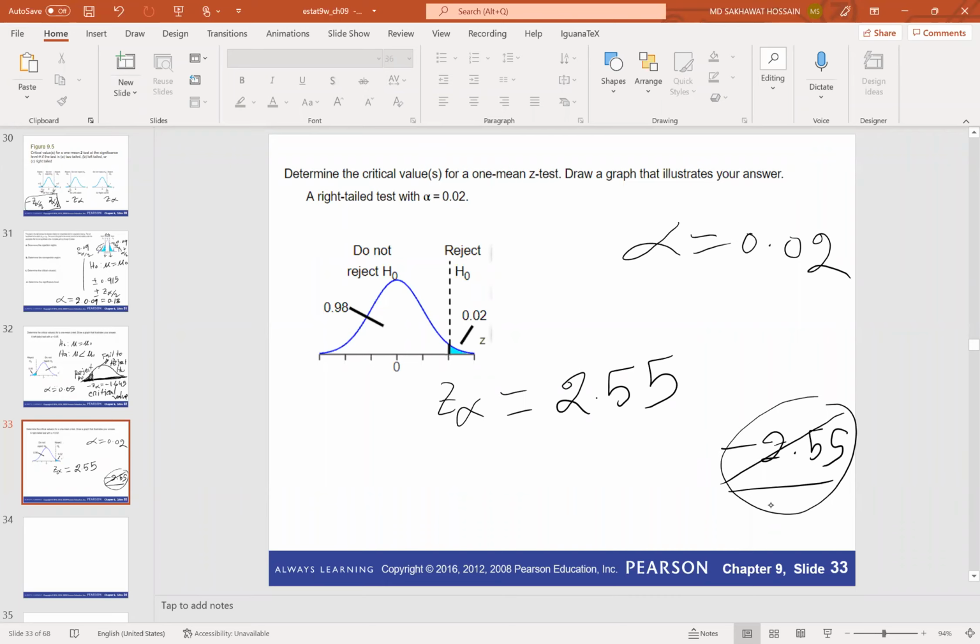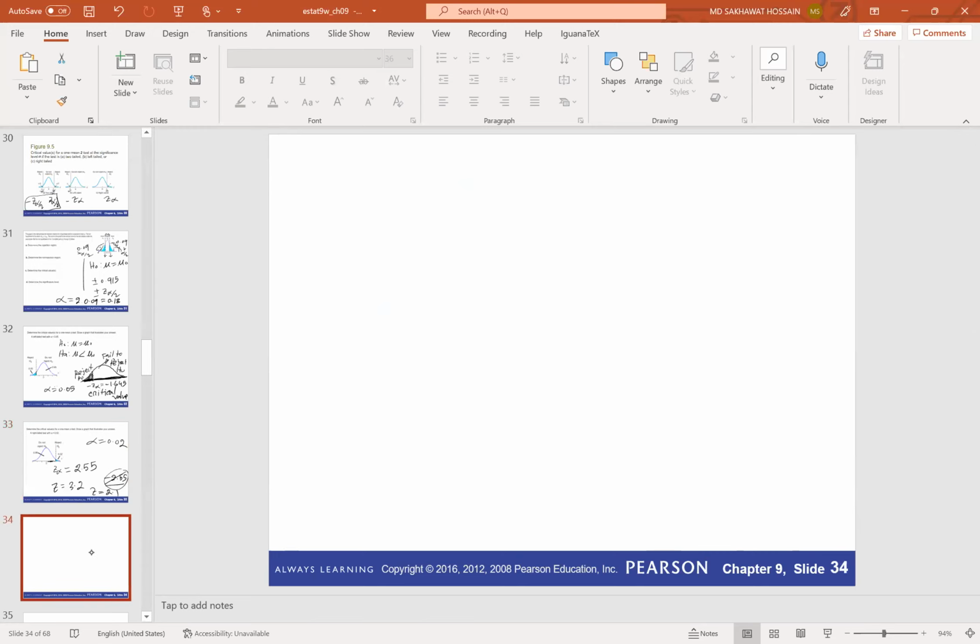Now we'll calculate the test statistic. If our test statistic is greater than 2.55, for example, if the test statistic z is 3.2, then we'll reject the null, right? Because it will fall in the rejection region. But if our z is, for example, 2.1, then it will be somewhere here, which is less than 2.55. So that's when we fail to reject the null. We do not reject the null in that case. Do you have any question?